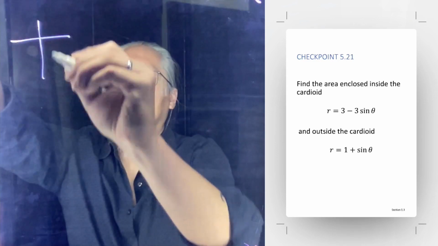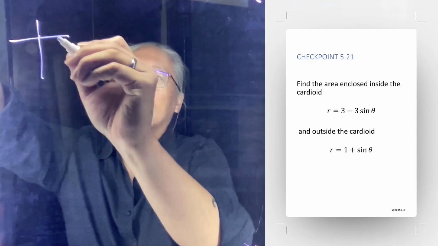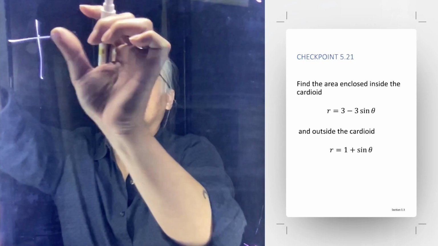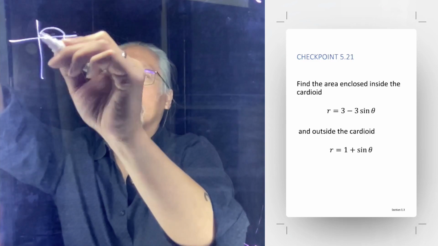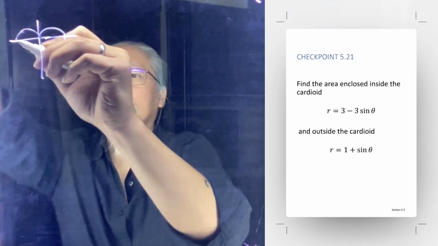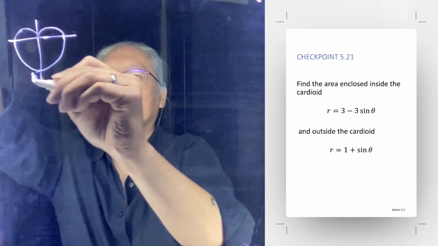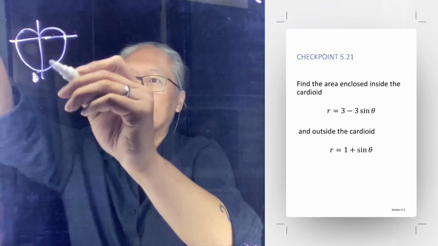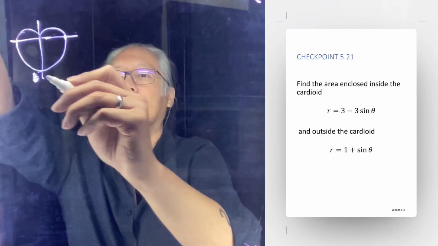If we take a look at it, it starts off with a distance of 3 here. Maybe we'll make it a little bit bigger. And then it goes to 0 and then comes back out to 3. And then it has a 6. So this goes all the way down to 6 at 3 pi over 2, or negative pi over 2 if you look at it from that point of view.